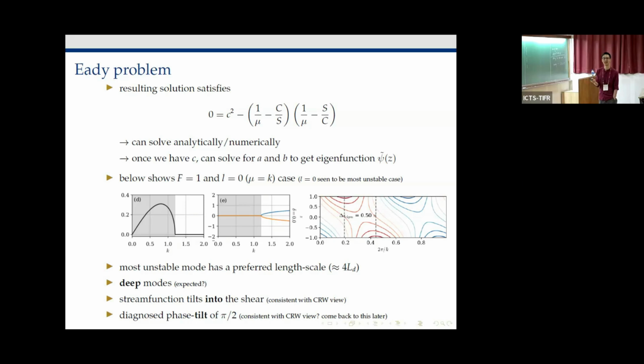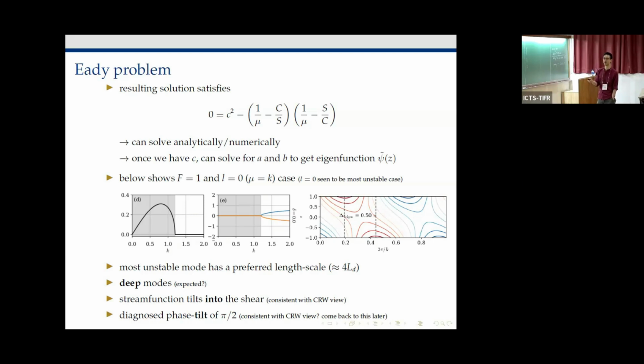There's an implied K, and from the K you can imply a length scale because the wave number goes like one over the length scale. So the most unstable mode has a preferred length scale, which is about 4 times the Rossby deformation radius if you redimensionalize this. These are deep modes, so the eigenfunction looks like these.